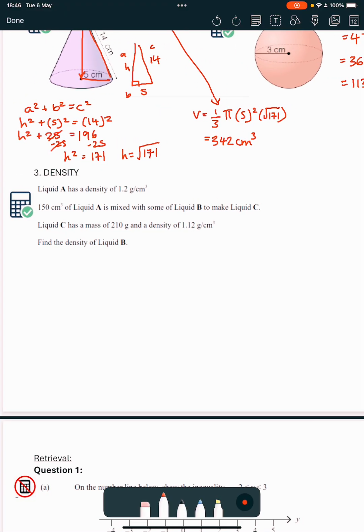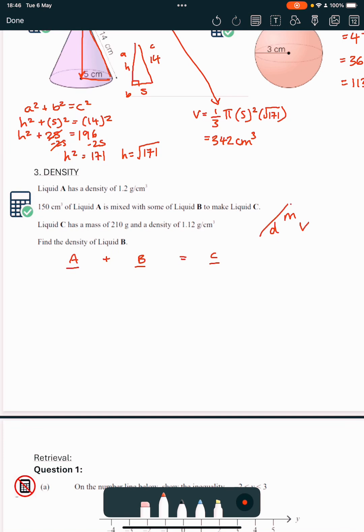Last question then, density. And this is quite a hard density question because there's 3 liquids involved. There's liquid A, which is mixed with liquid B to make liquid C. We're going to write out our density formula triangle, DMV, and we're going to write down what we know for each of them. So I like to start by just writing down the letters. It's kind of like combined mean or like a two-way table where we can use different bits to work out other bits.